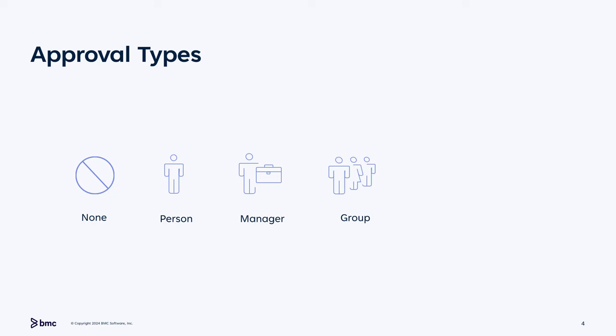The group approval sends an approval request to all group members with the request approver functional role. To use this, you must add the group to the supergroup field on the Service Request tab in the service request definition.